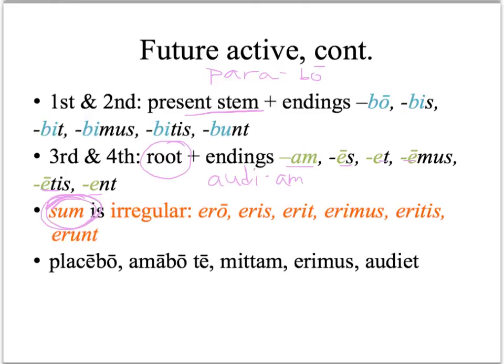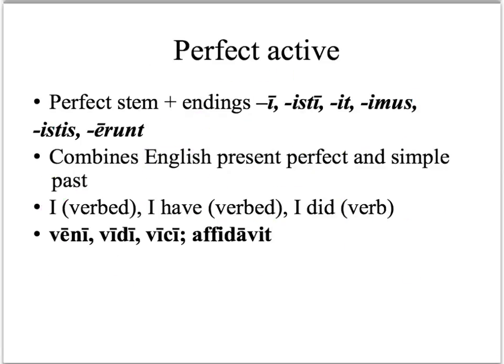Here are some words that you may be familiar with. Placebo literally means I will please. In English, this word is placebo, which is a medicine that will please somebody, it tricks somebody who doesn't really need a medicine. Amabo te, do you remember? This is one way to say please. Literally, I will love you if you do something for me. Mittam, I will send. Erimus, we will be. Audiet, he, she, or it will hear.